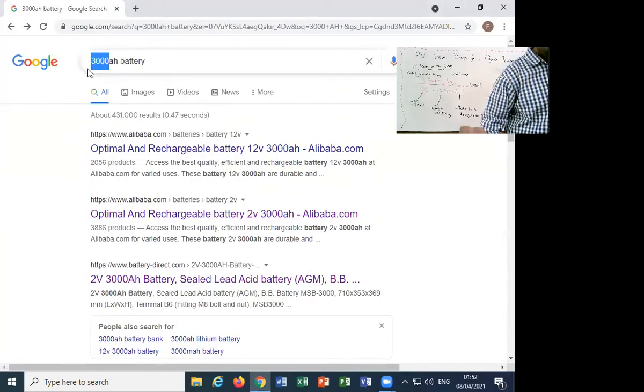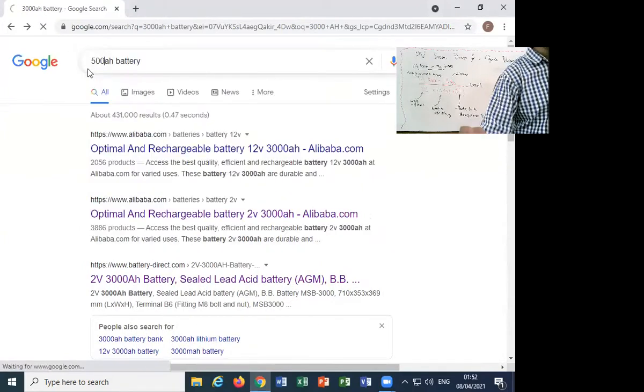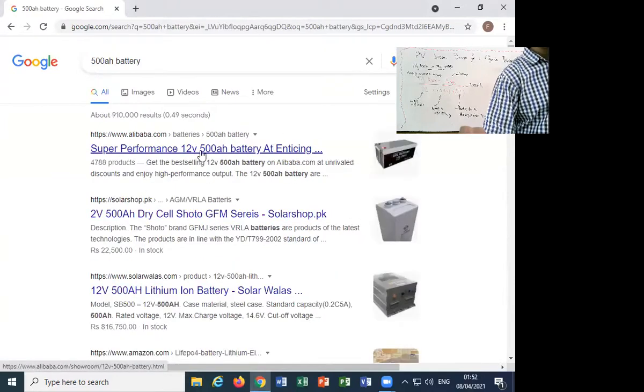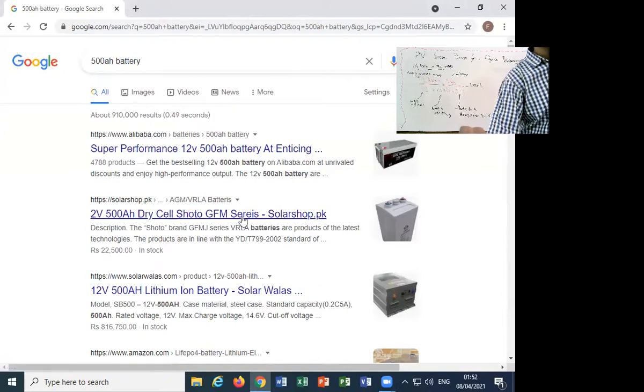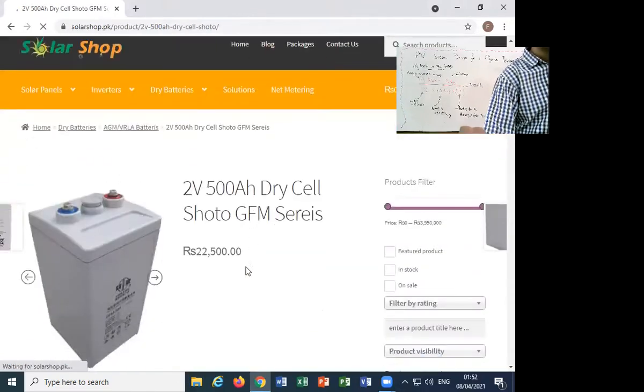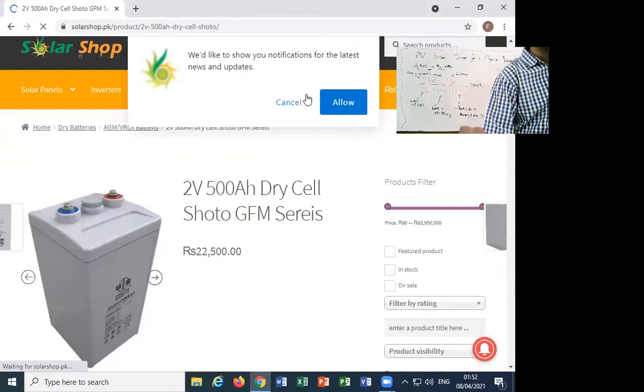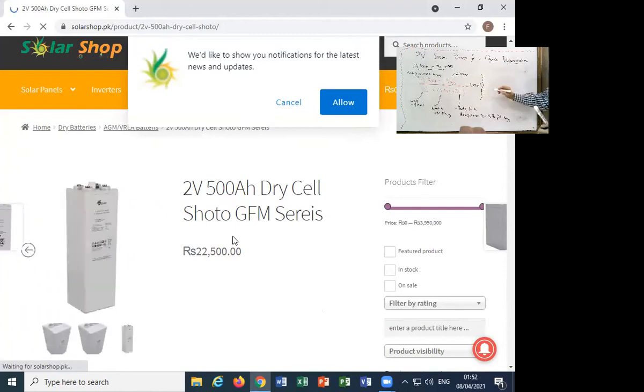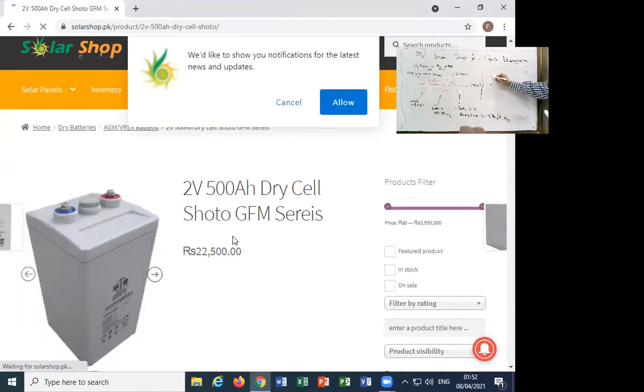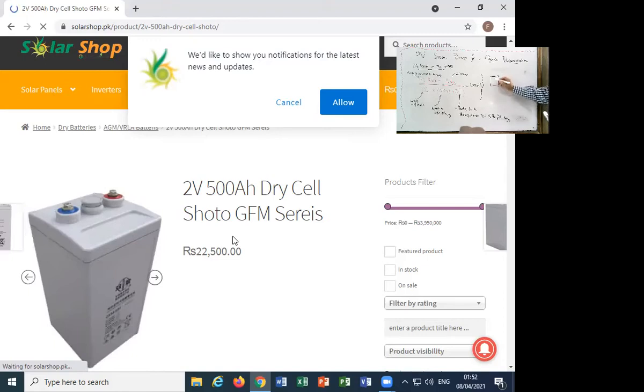Let's say you have a 500 ampere hour battery. So here you have a 500 ampere hour 2-volt battery, which is also available. Now look, this is solarshop.pk. Here the batteries are available, and these batteries cost around 22,000 rupees. Okay, this is a 500 ampere hour 2-volt battery. So what we're going to do is connect these batteries in series.